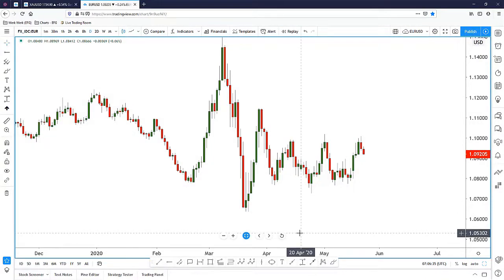Hi guys, welcome to today's trade of the day. And for today's trade of the day, we'll be looking at the euro dollar.